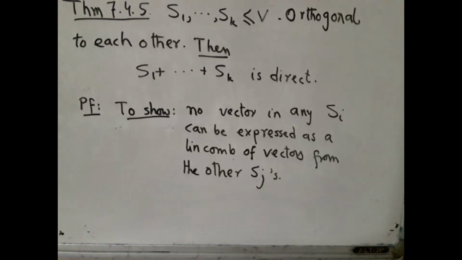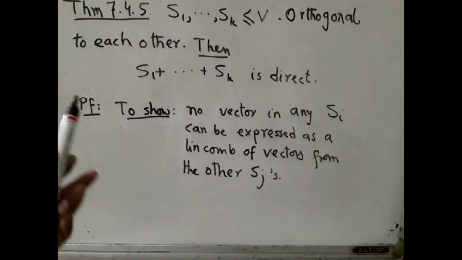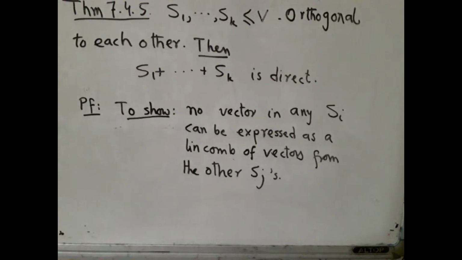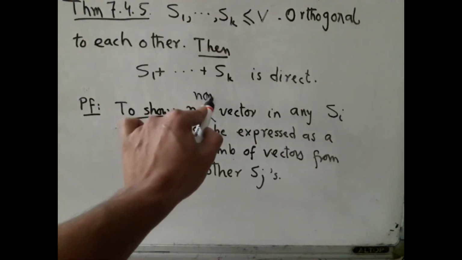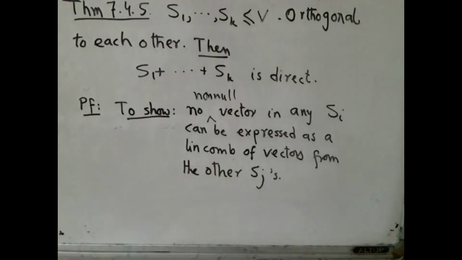We want to show that no vector in any Si can be expressed as a linear combination of vectors from the other Sj's. That is what is meant by saying that they are all direct. Each of them is a fresh contribution over the others. Now, if I just use this definition, that cannot be true because every subspace contains a zero vector and the zero vector can definitely be expressed as a linear combination of any other vectors, just use coefficient 0. So I need to put the condition: no non-null vector in any Si can be expressed as a linear combination of the other Si's.